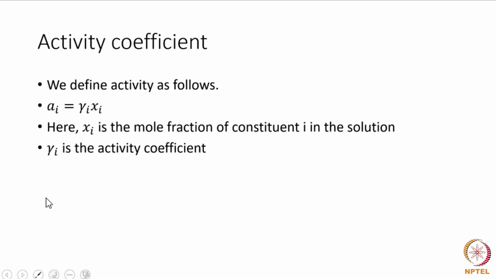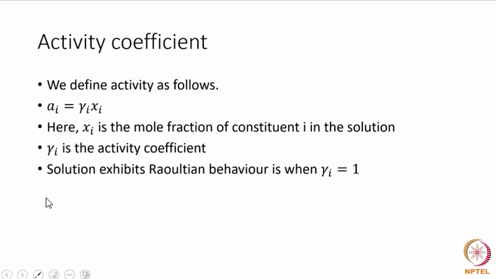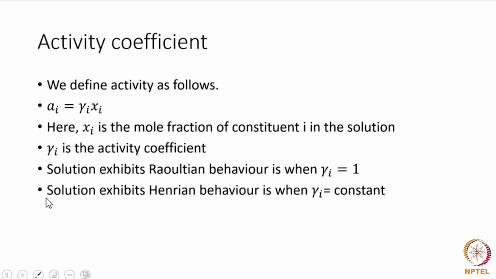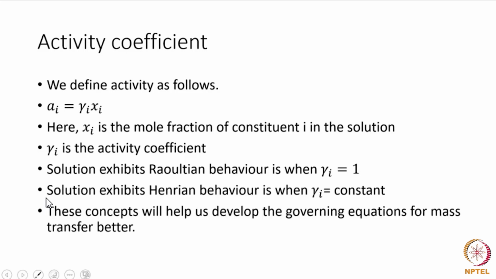Now if gamma I, the activity coefficient, happens to be 1, then we can say that the solution is exhibiting a Raoultian behavior or an ideal behavior. The solution is said to exhibit Henrian behavior when gamma I is constant, that is, when the activity is proportional to the mole fraction and the activity coefficient is a constant. These two are very useful in making some derivations as we go along in this chapter.